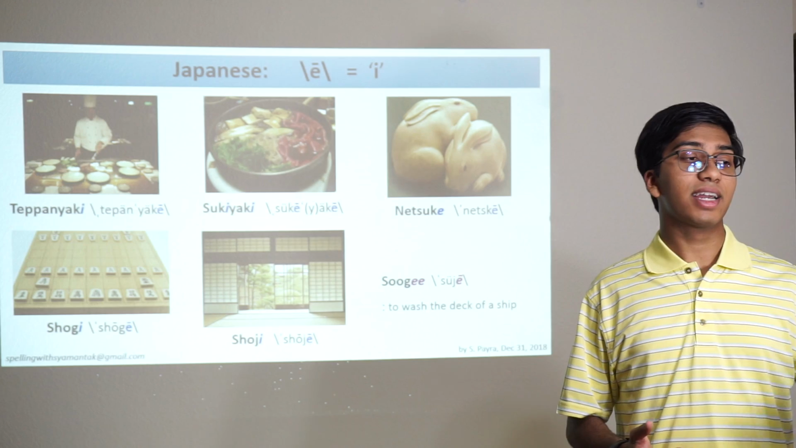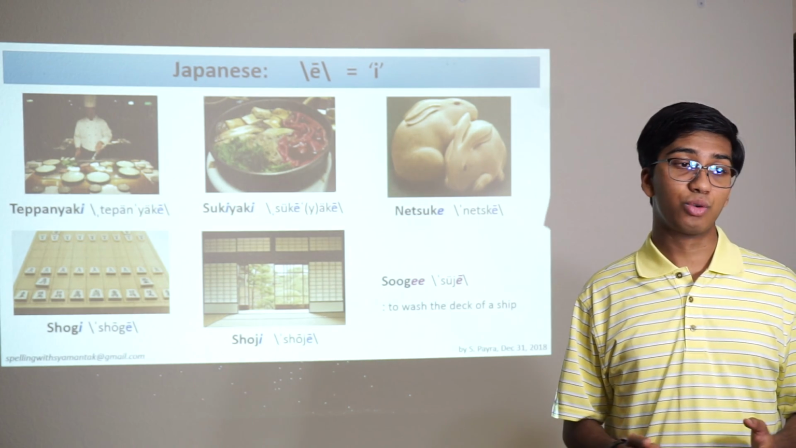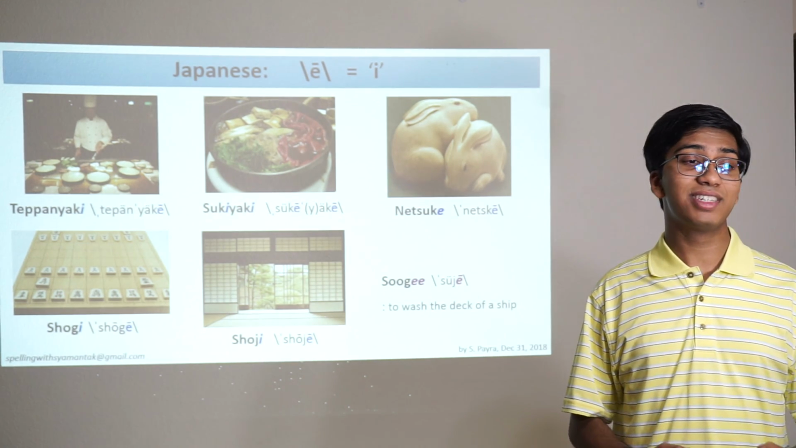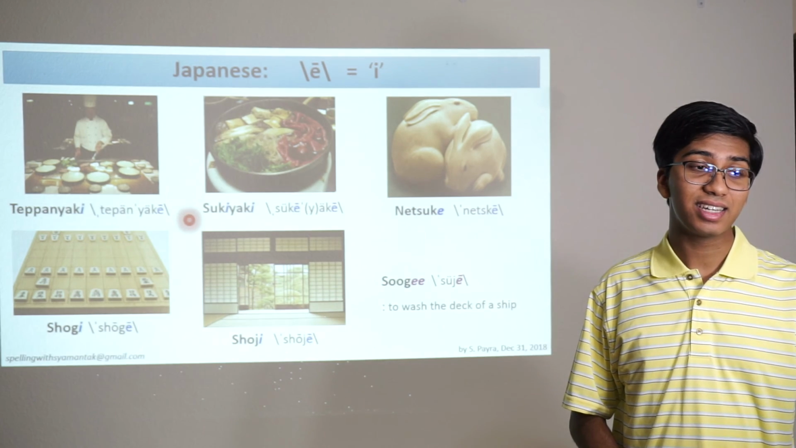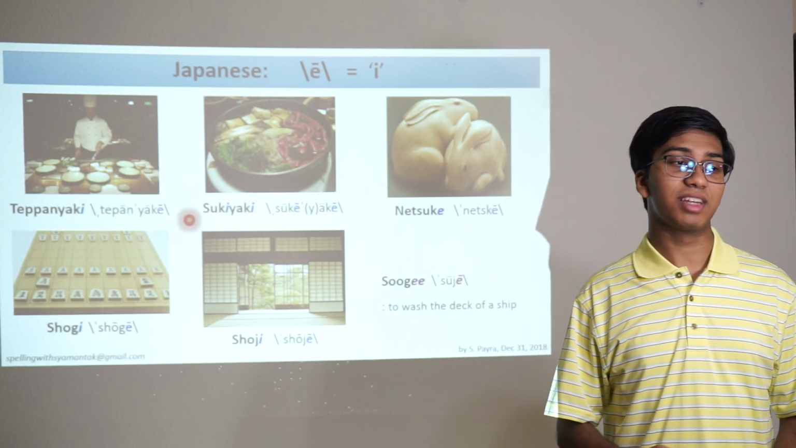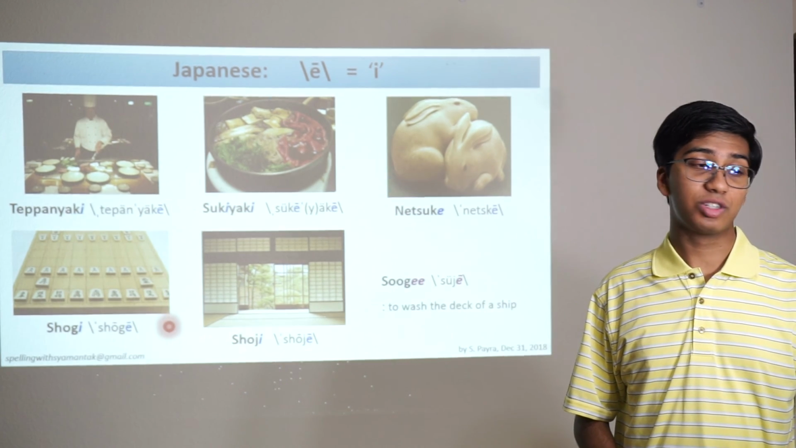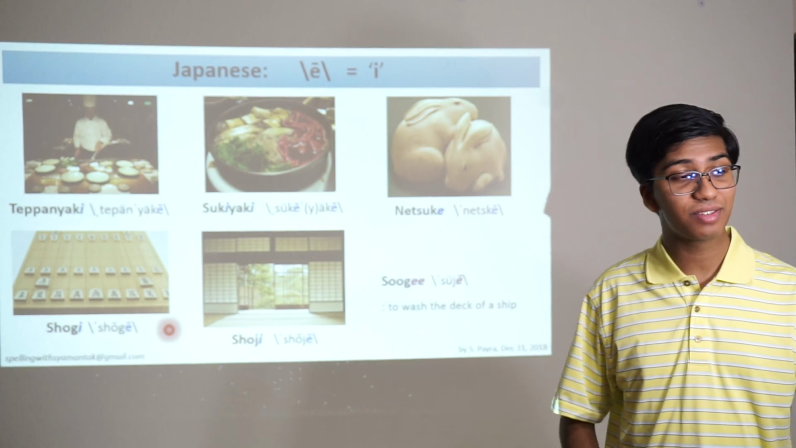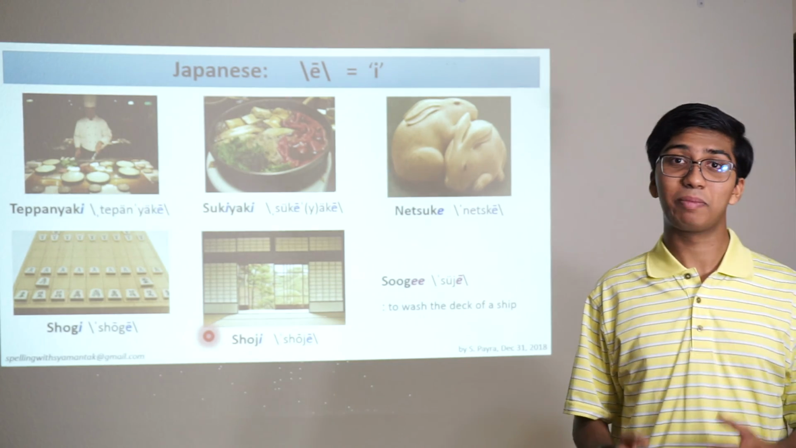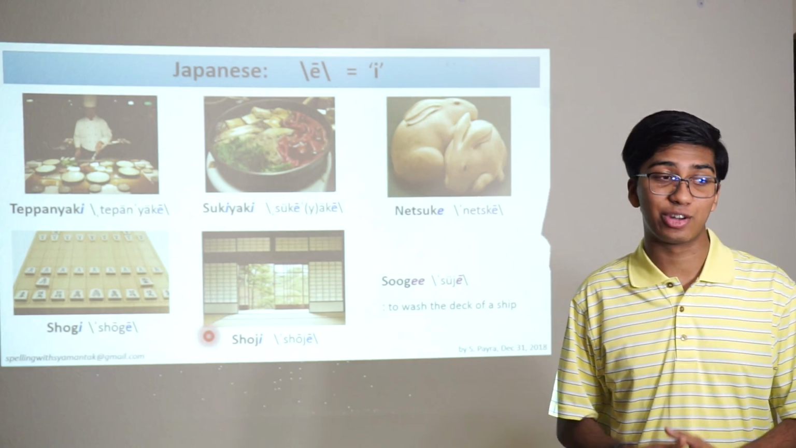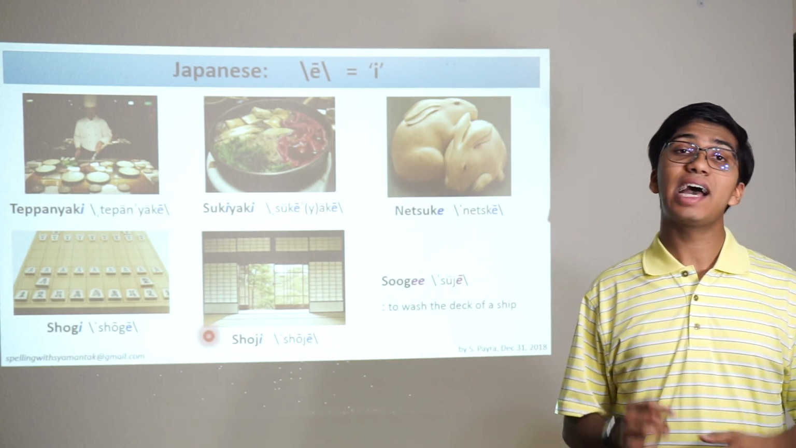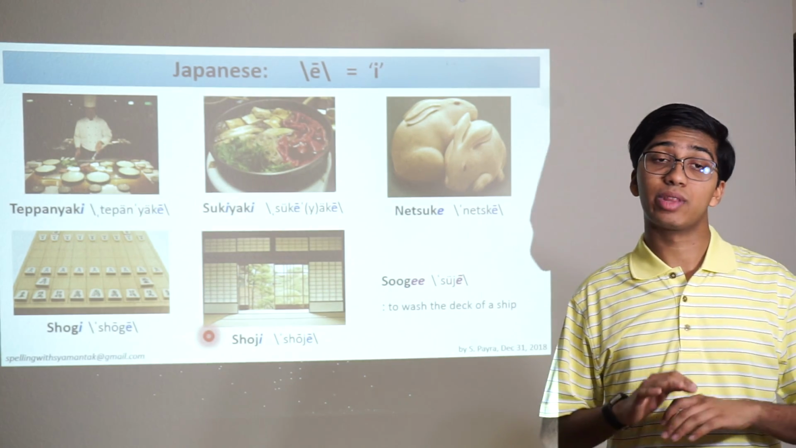You have words like teppanyaki, which is food grilled on a large steel plate at the dinner table. Sukiyaki, thin slices of vegetables, meat, and tofu cooked in soy sauce and sugar. Shogi, which is Japanese chess, not to be confused with shoji, a paper screen used as a wall or a sliding door. These have the E sound being spelled with an I.